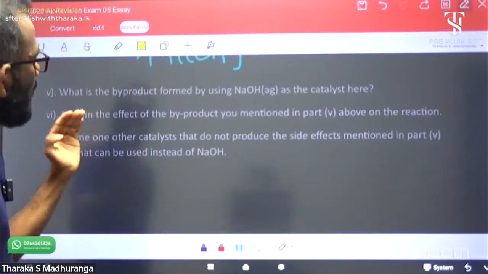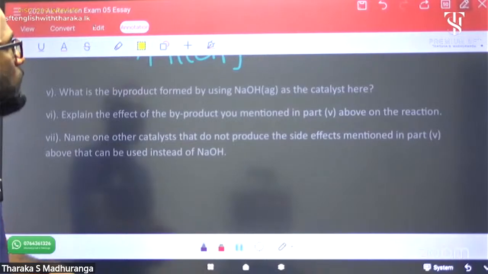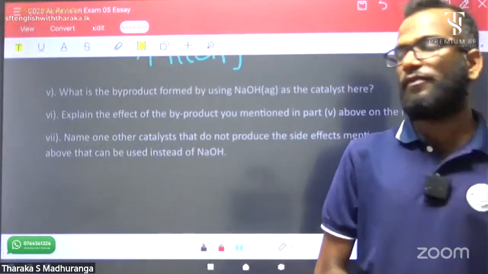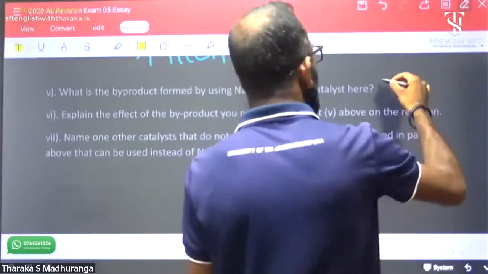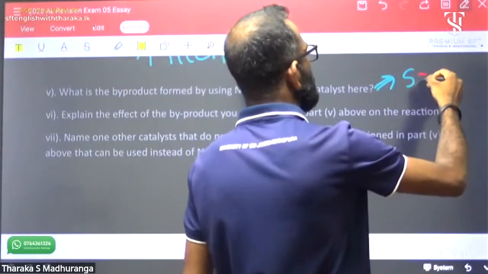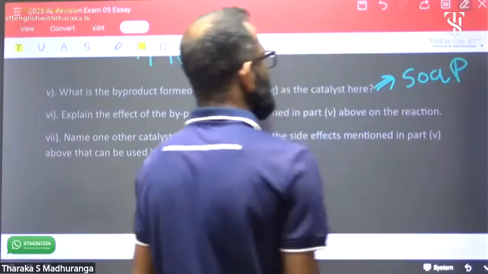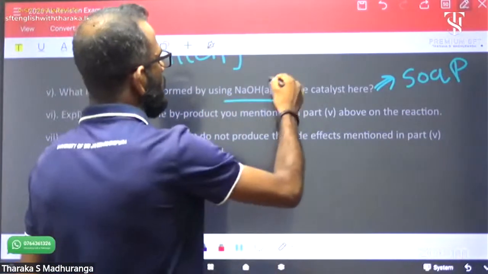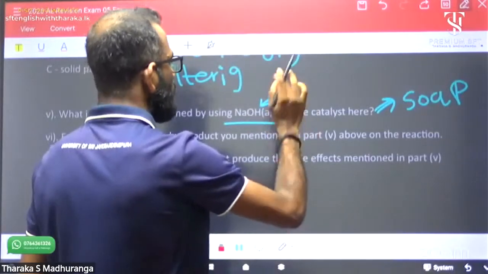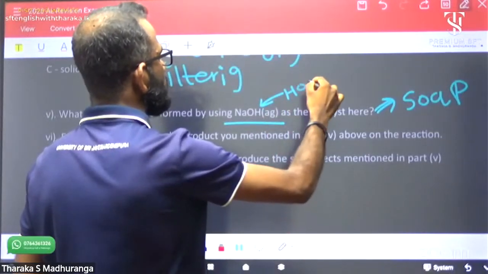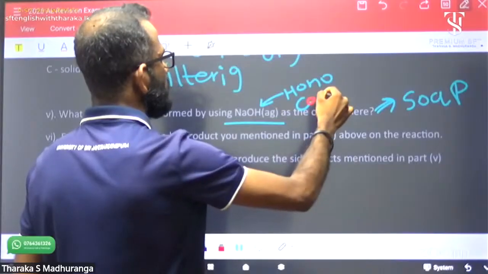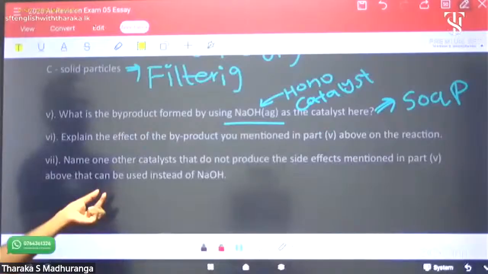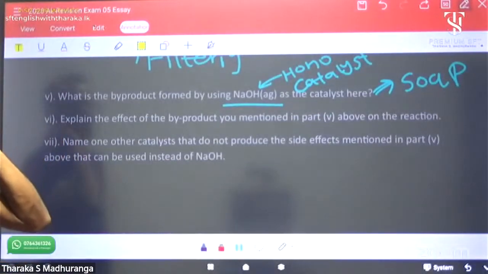What is the byproduct formed by using sodium hydroxide as the catalyst here? The soap, very simple. Soap is an additional byproduct produced when using sodium hydroxide. Sodium hydroxide is an aqueous catalyst, that means a homogeneous catalyst. Soap is a byproduct.